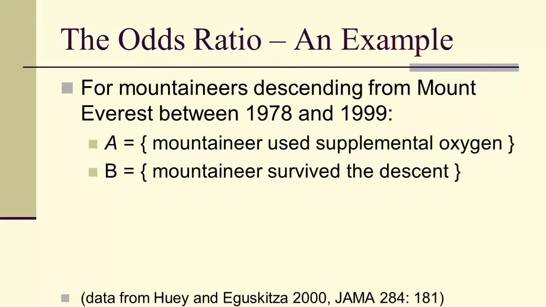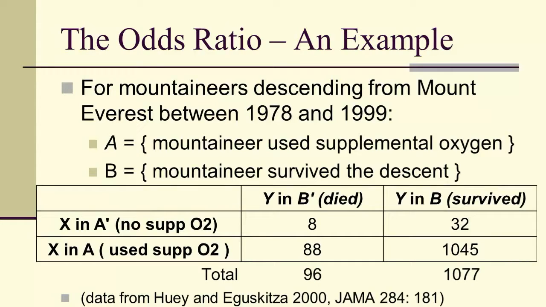So we're going to look at mountaineers descending from Mount Everest between 1978 and 1999. Event A is going to be mountaineers that used supplemental oxygen, and B is going to be mountaineers who survived the descent. And here's our actual data. So there were 8 who did not use supplemental oxygen who died. And there were 88 who did use supplemental oxygen that died. But notice that there were only 32 that did not use supplemental oxygen and survived, and 1,045 who used supplemental oxygen and survived.